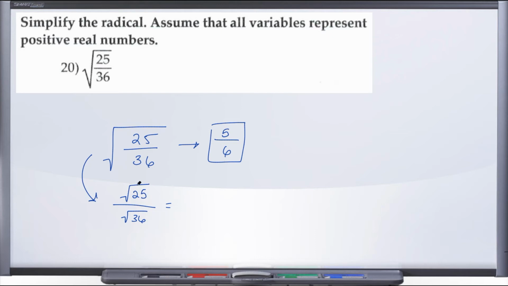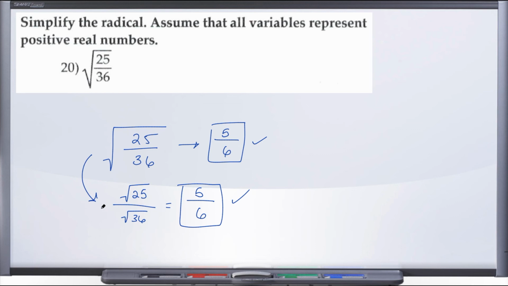What is the square root of 25? Well, that's 5. What is the square root of 36? Well, that's 6. And so we arrive at the same answer. So this is a really important rule to know. If you have a fraction under your radical, you can break this up into two separate radicals where your numerator now becomes its own radical in the numerator. Your denominator becomes its own radical but in the denominator.